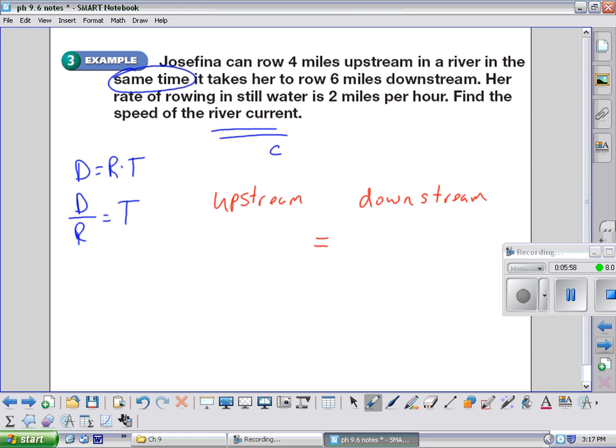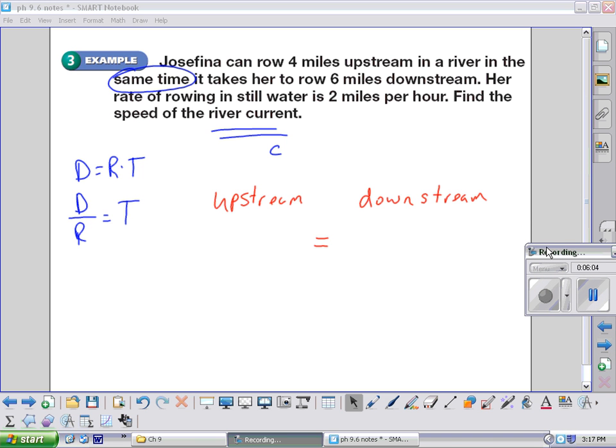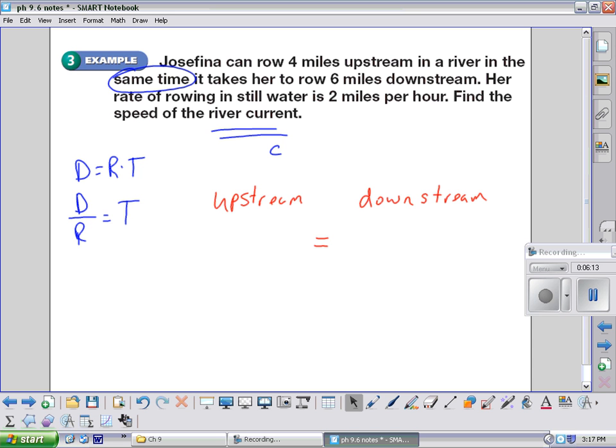Because she covered the same distance going both ways. This is kind of like our bike trip to Akron again, okay? So we've got, upstream against the current, she goes a total of 4 miles. The distance is on top here, right? Upstream is against the current. That's what upstream means. Okay.